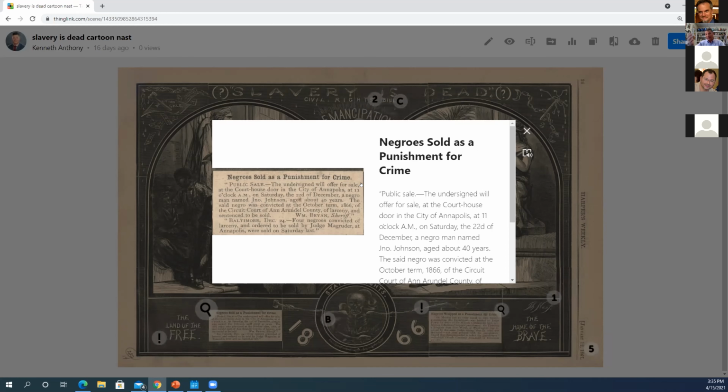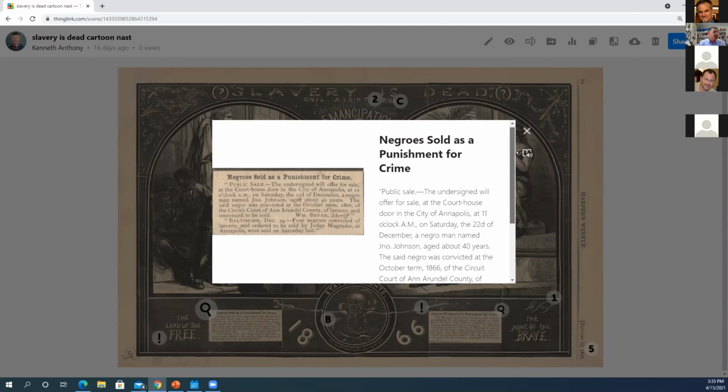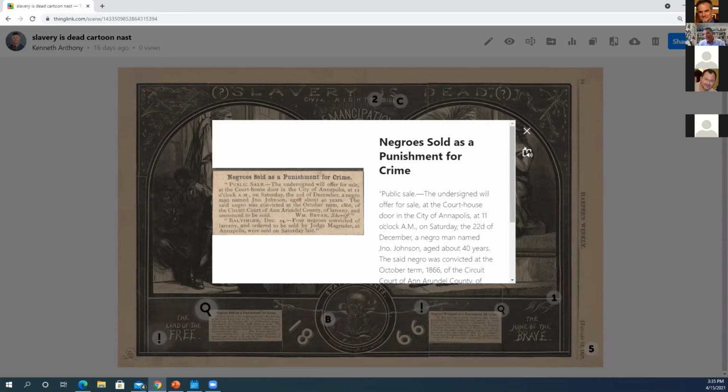And then again, there is a second event where it says December 24th, 4 Negroes convicted of larceny and offered to be sold by Judge Magruder at Annapolis were sold on Saturday last. And so think about Christmas Eve. And so what you can do with ThingLink is, if the image isn't good enough, you can also put it here. And the neat thing is, it'll actually play this. If you click here, it'll read it for you. So that's kind of neat too.